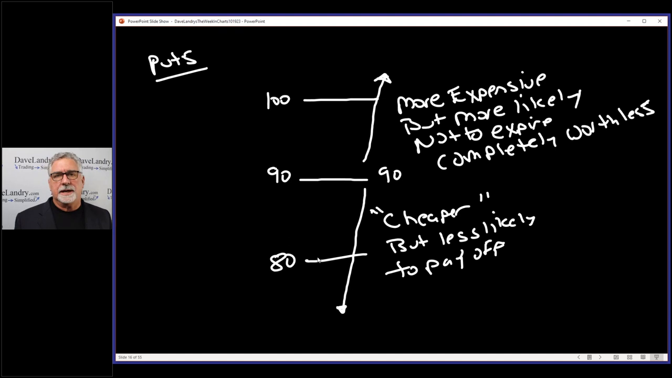And at 100, you've got 10 points intrinsic. So it's going to be at least $1,000. It's worth at least intrinsic. And then maybe a little bit of fluff, but not much.